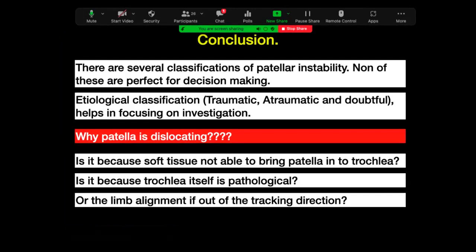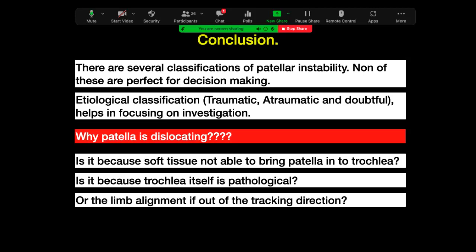So to conclude on anatomy and biomechanics, there are several classifications of patellar instability. None of these are perfect for decision making. Every classification has some flaws. Etiological classification is very important for investigation purposes, not for treatment purposes, but for deciding where your investigation has to head.